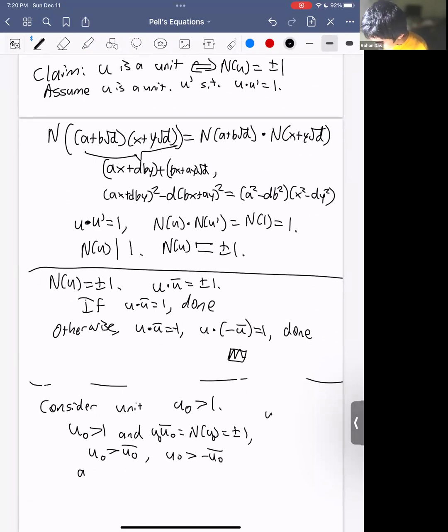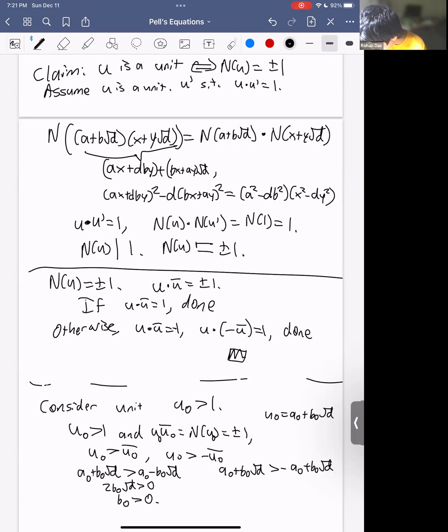Here we say u0 equals a0 plus b0 root d. a0 plus b0 root d is greater than a0 minus b0 root d. So then 2 b0 root d is greater than 0 and b0 is greater than 0. Here we have a0 plus b0 root d is greater than negative a0 plus b0 root d. And then we have 2 a0 is greater than 0 and a0 is greater than 0. And in fact, this works for all units greater than 1 because we have just shown it here.